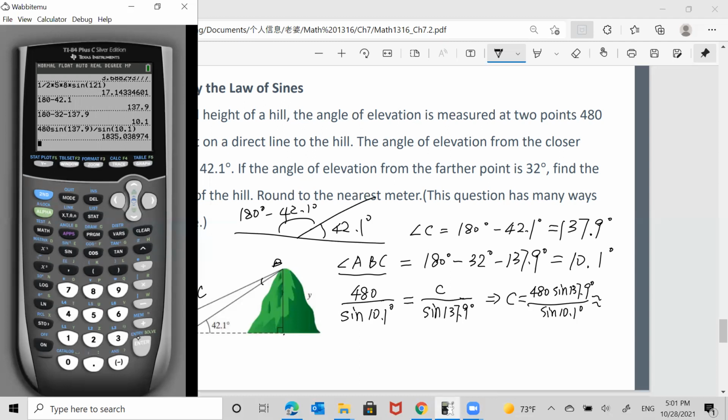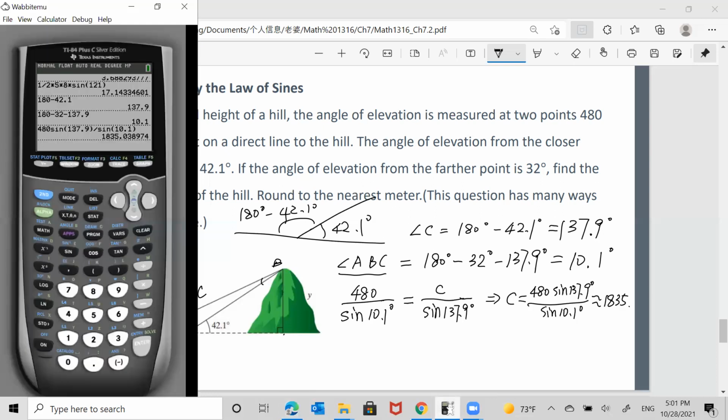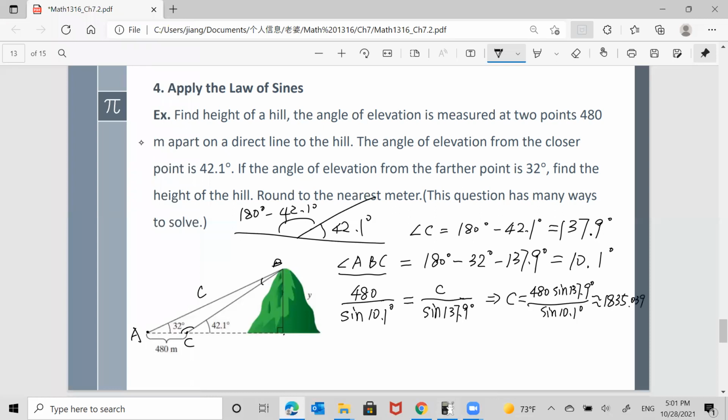1835. I have really bad memory. Come back to see the answer again. 0390. So 1835.0390.